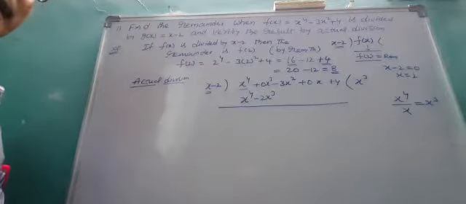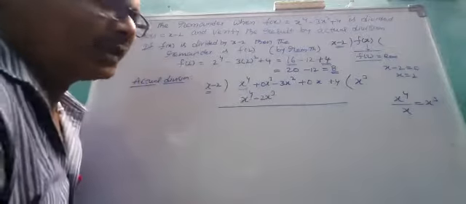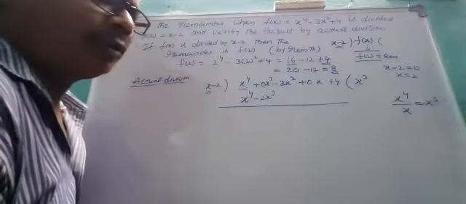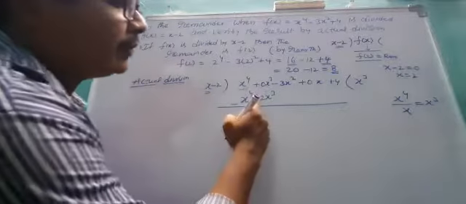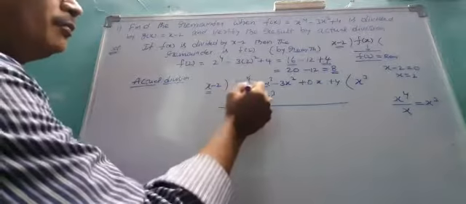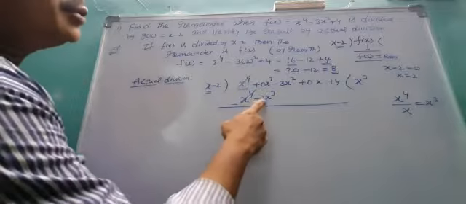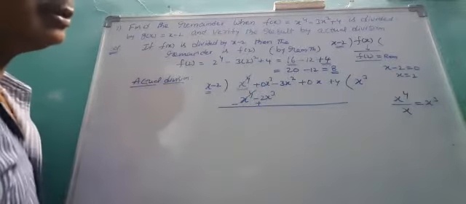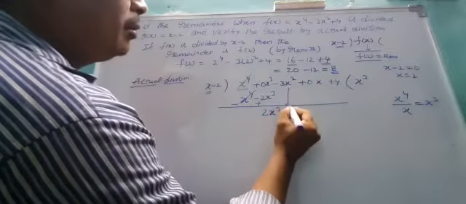Which operation can you apply here? Subtraction. That means you change the second expression signs. Minus x power 4 becomes... x power 4 minus x power 4 cancel, that means 0. Minus 2x cube becomes plus 2x cube. Remaining plus 2 plus 0, that means 2x cube. Now you bring down the next term.